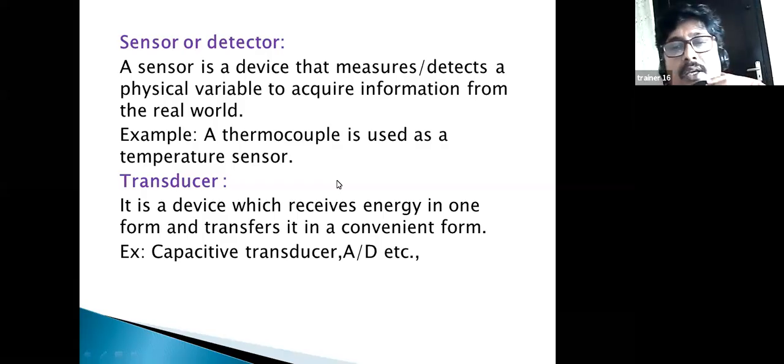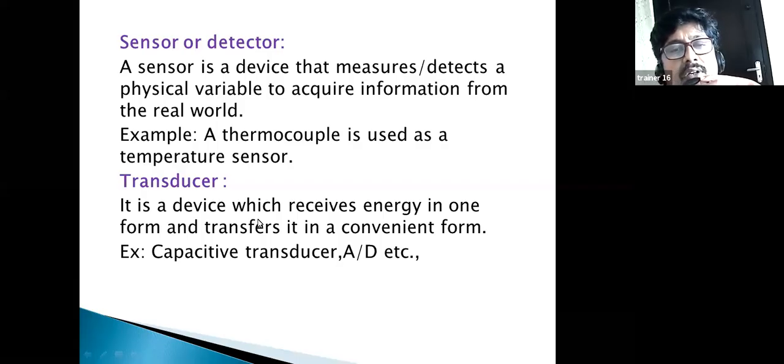There are so many examples. The brain is a transducer. That means it converts one form of energy to another form. Here the brain translates one form to the other form. A transducer is a device that receives energy in one form and then converts it to another convenient form, that is, our required form.